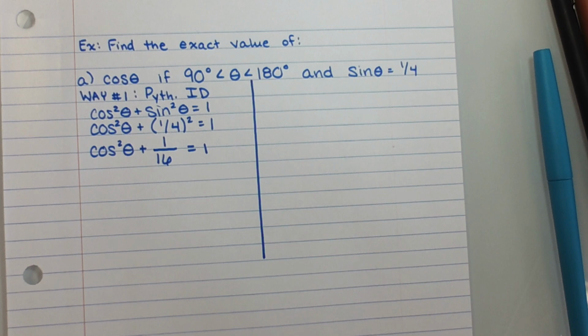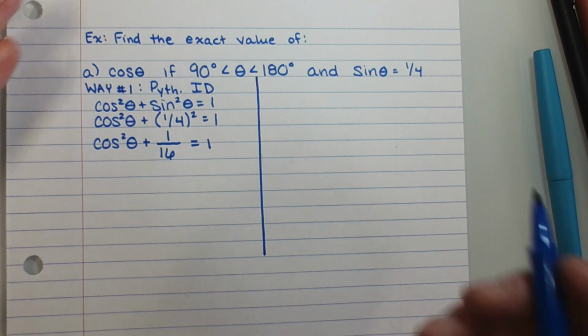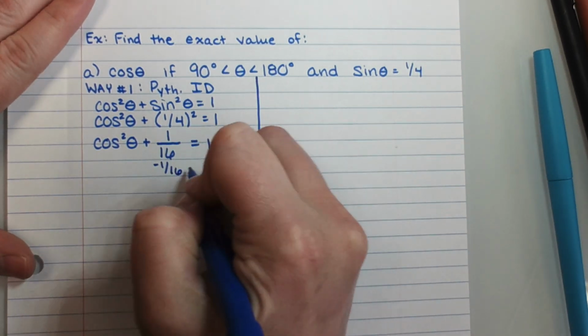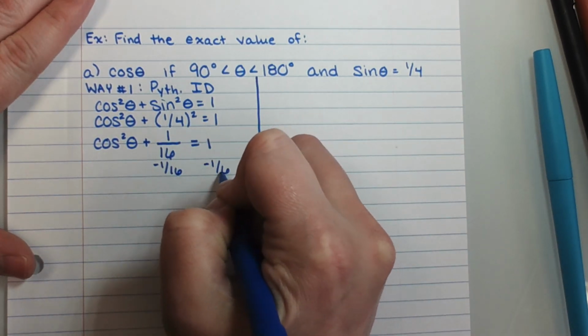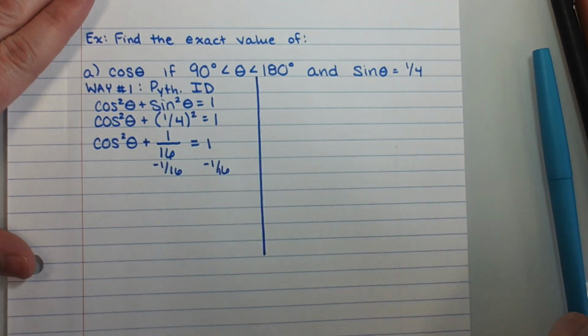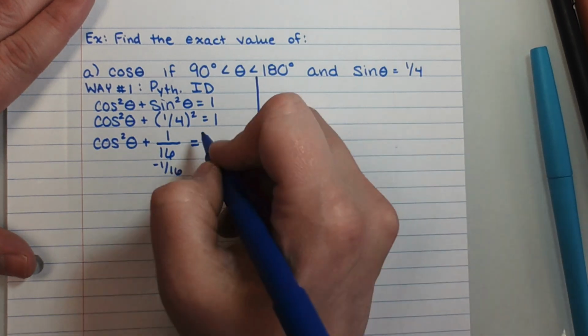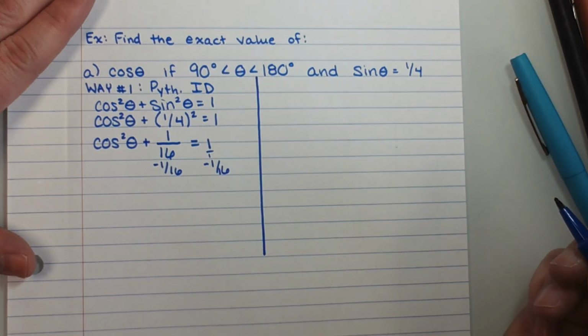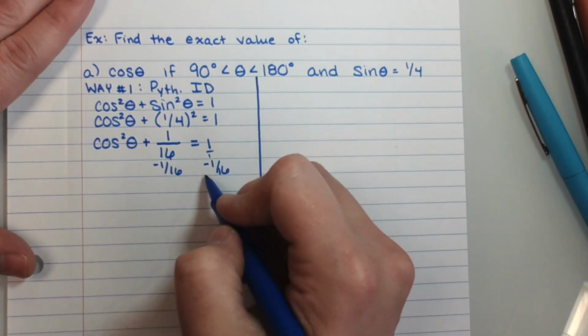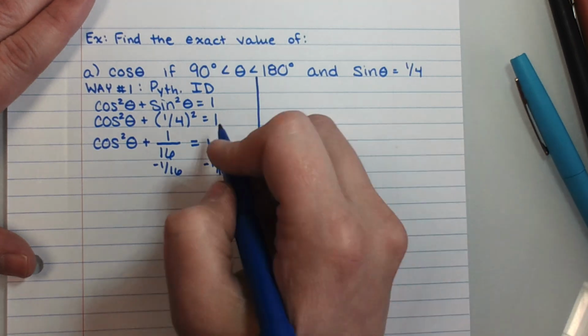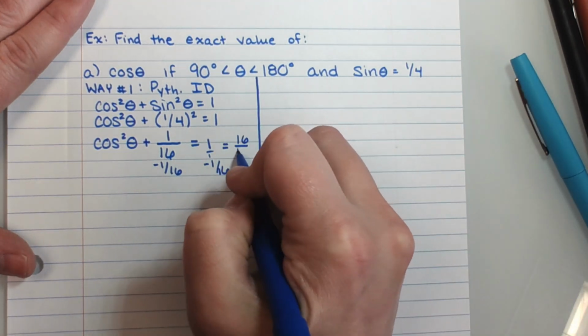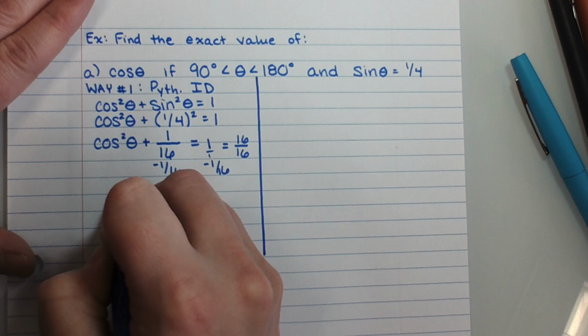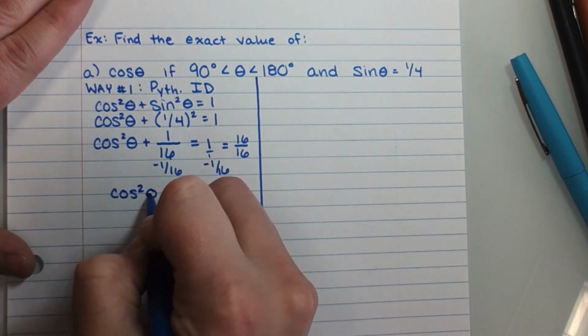I'm trying to solve for cosine squared. What am I going to do? Subtract the 1/16 to the other side. Now, if I want an exact value, do I want to get decimals involved? No. How do I subtract fractions? Common denominator. 1 is currently 1/1, also known as, with 16 as its denominator, 16 sixteenths. 16 sixteenths minus 1/16 is 15 sixteenths.